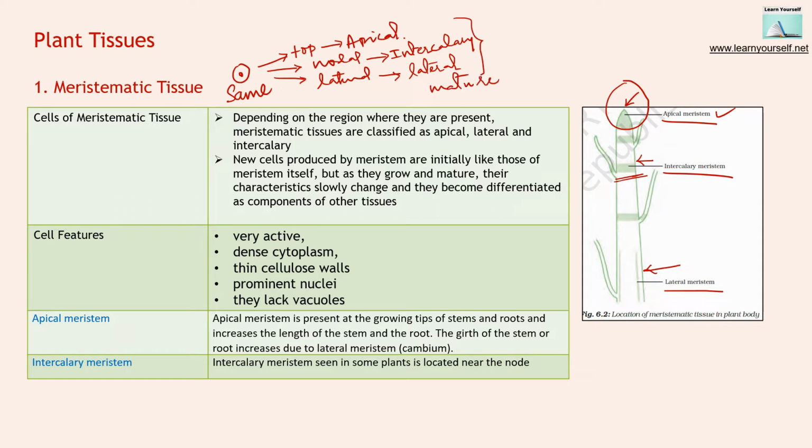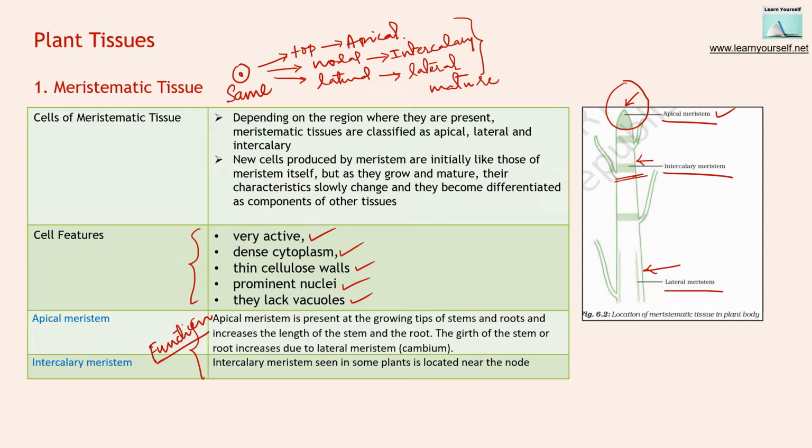The main cell features of meristematic tissue are that the cells are very active, they have dense cytoplasm, their cell walls are thin, their nuclei are prominent, and they lack vacuoles. Now, what is the function of apical meristem, intercalary meristem and lateral meristem? This tells us the function of meristematic tissue.